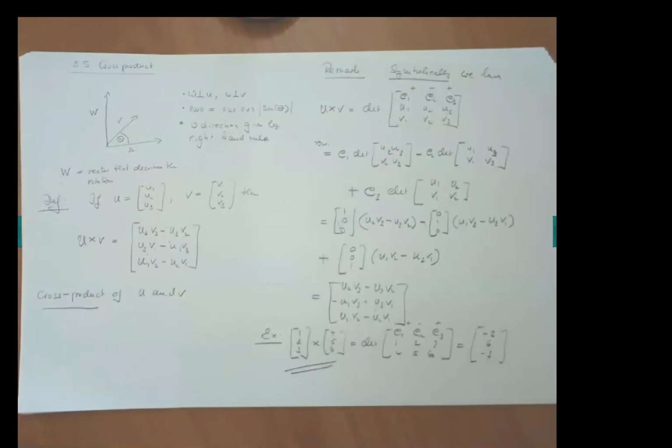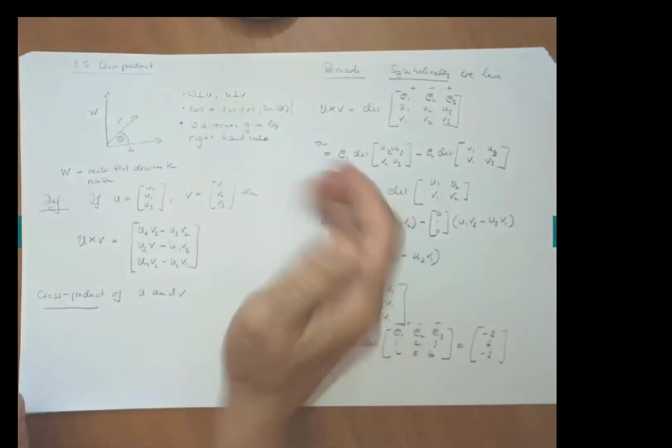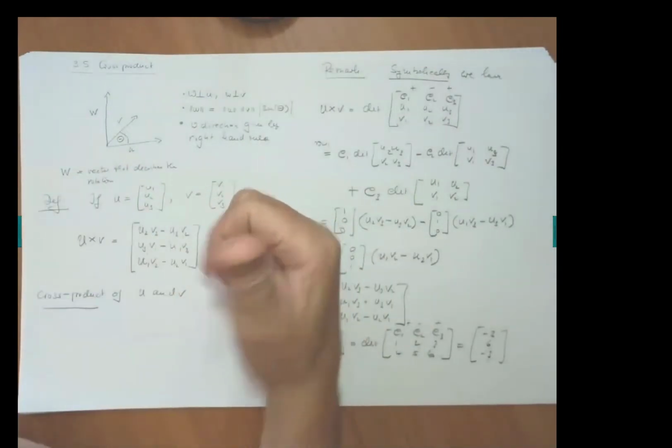Also right hand rule, no? Also this, from U to V, and then this is the axis of your rotation. So if it would be U to V like this, it would rotate in the other direction.